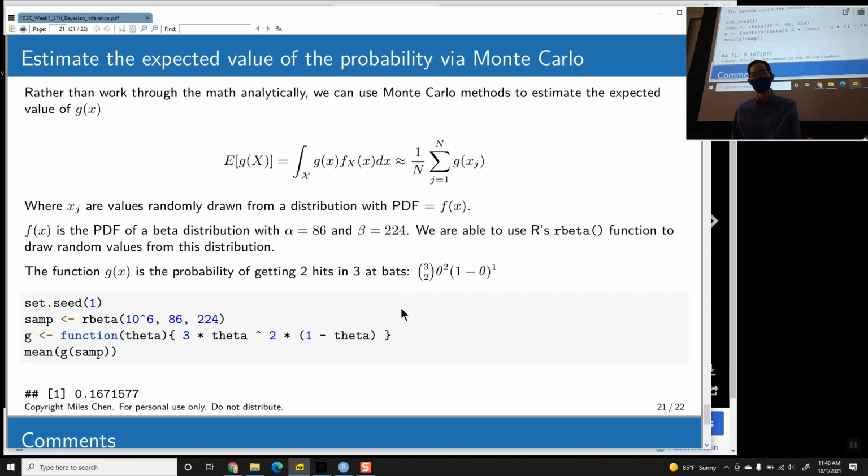And so when you feel that way, a lot of times you can just take a Monte Carlo approach because you say, I don't need the exact answer. I just need something pretty close. And you get something really close, all right?